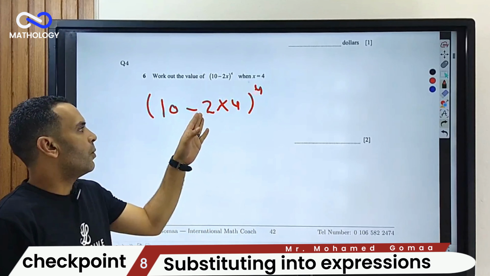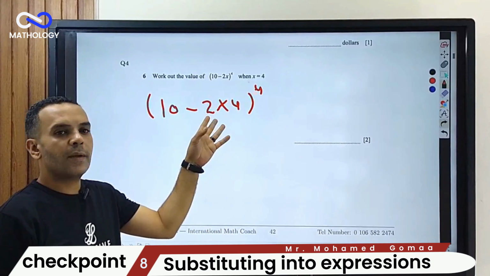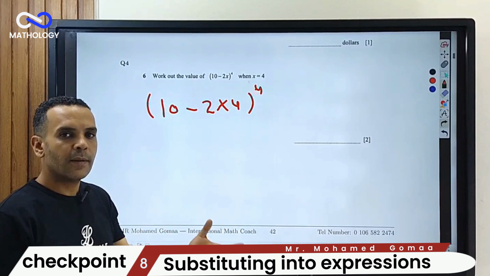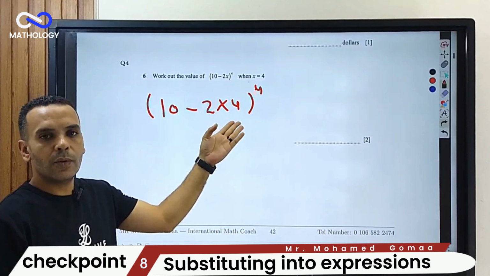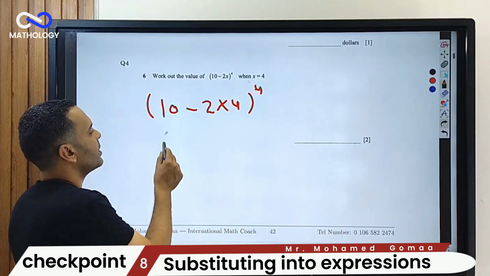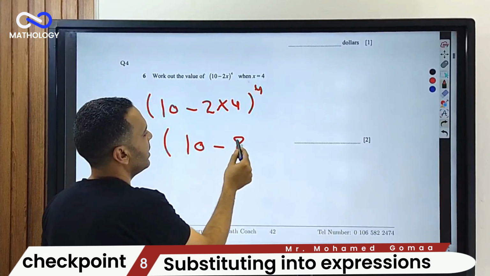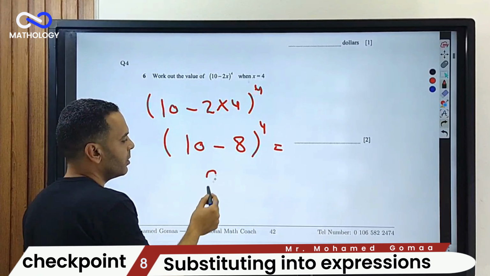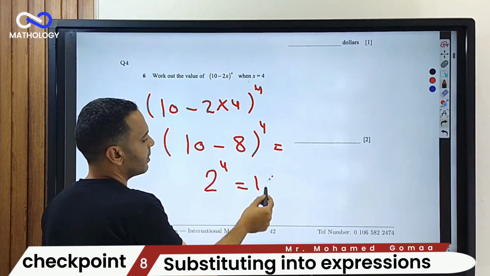You know, we do the operation of the multiplication first before we add or before we subtract. We multiply 2 times 4 equals 8. It will be 10 minus 8, all power 4. 10 minus 8 equals 2. Good. 2 power 4 equals 16.